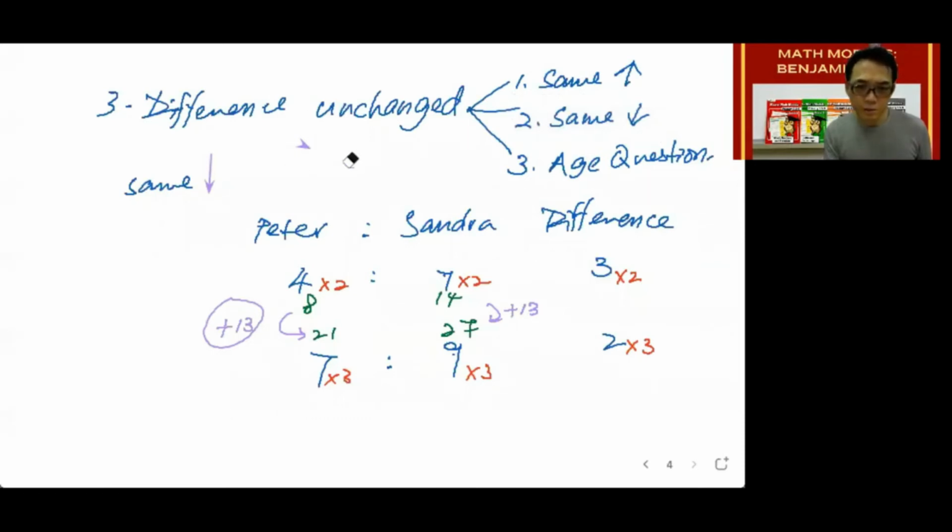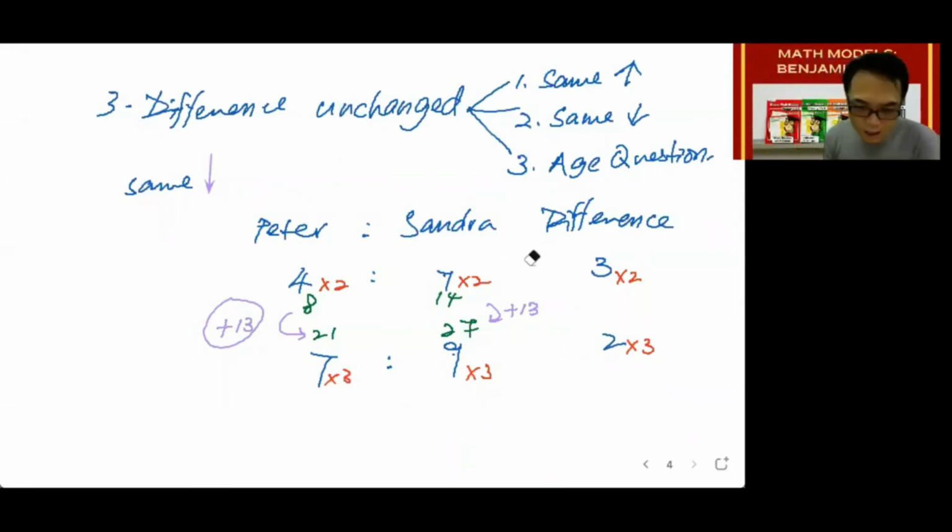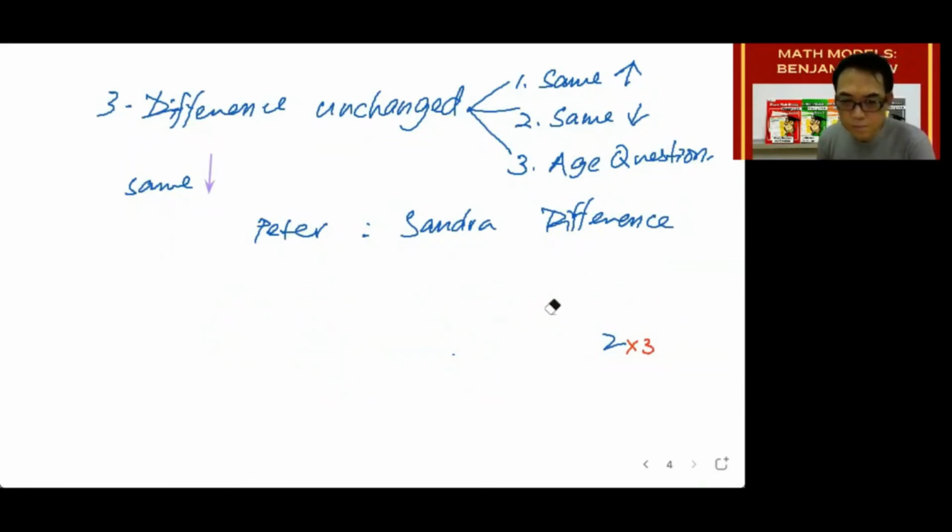Let me just clear this out a little bit. Okay, so now we are talking about same decrease, the second type. In the second type of question, for instance, Peter and Sandra both have a certain amount of money, just like previously. So let's say now Peter and Sandra is 5:7.